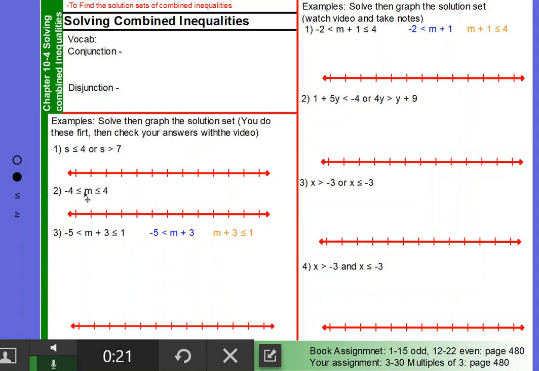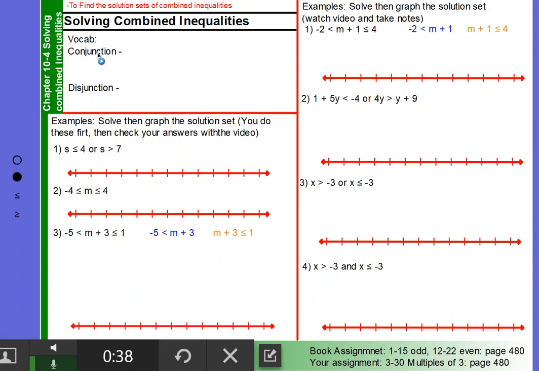Another example of a combined inequality: we have negative 4 is less than or equal to M, which is less than or equal to 4. And so these are two different kinds of combined inequalities. Let's talk about what these different kinds are called.